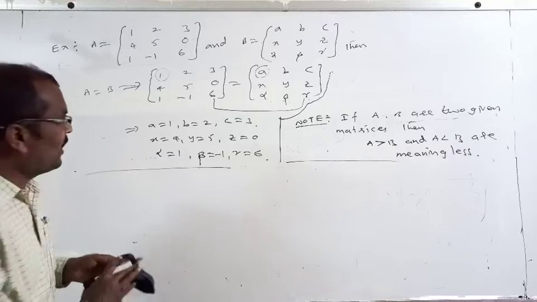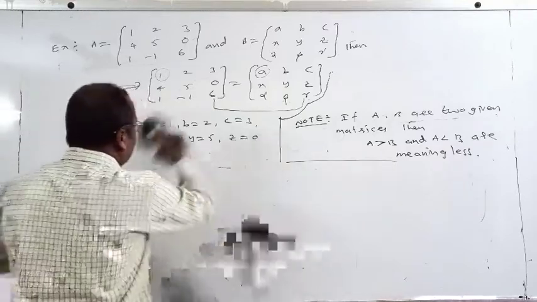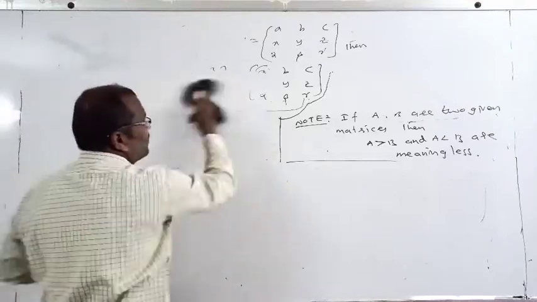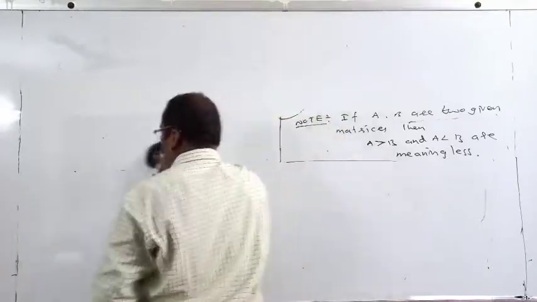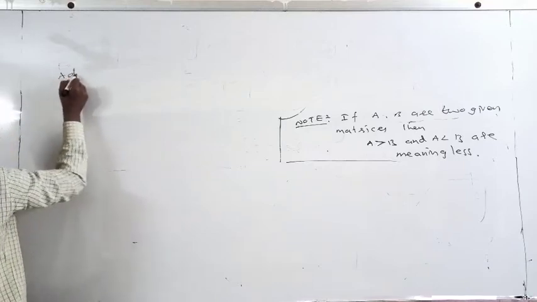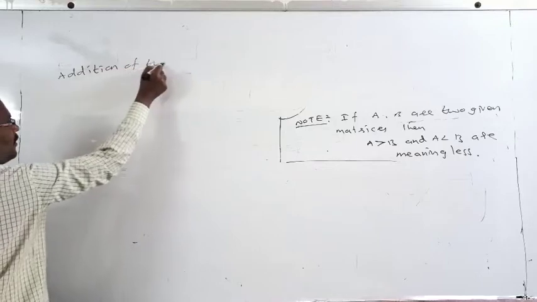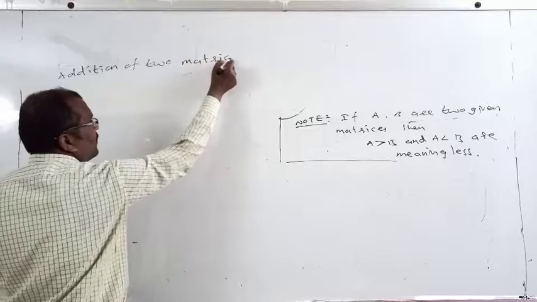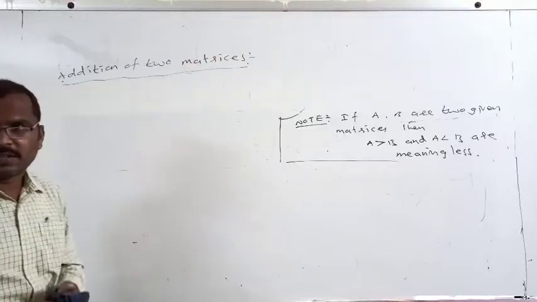Now, the next identity is the sum of two matrices, or you can write addition of two matrices. Next identity is addition of two matrices, or you can write sum of two matrices.